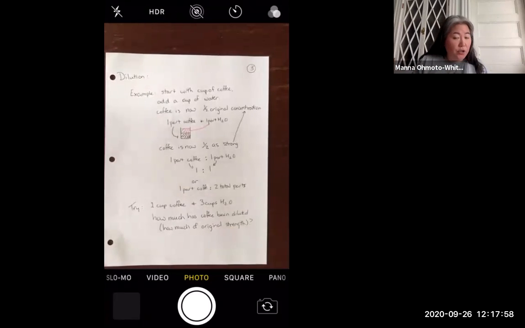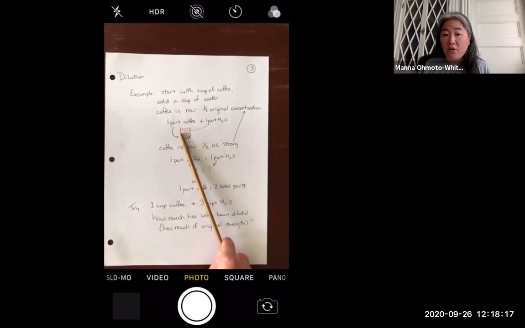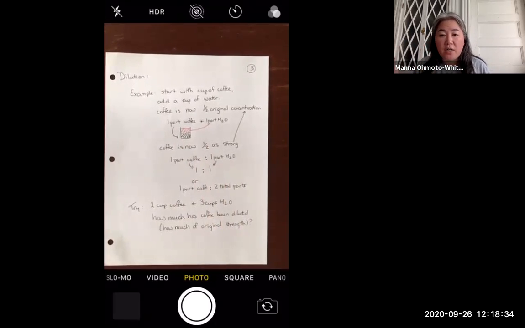You can be asked to do dilution problems. So the whole concept of dilution is that if I add solvent, I don't have as concentrated a solution. So the example I have here is if I start out with a cup of coffee and I add a cup of water. So now here's my coffee where it was, and I added the same volume of water. So now my total volume, I have 1 part coffee, 1 part water. So now my coffee is at half of its original concentration. Coffee is now going to be half as strong. This is what happens when you put coffee concentrate or soda concentrate into water.